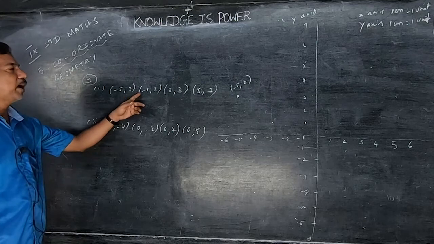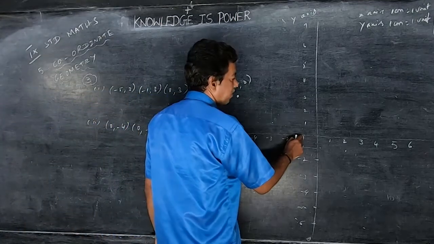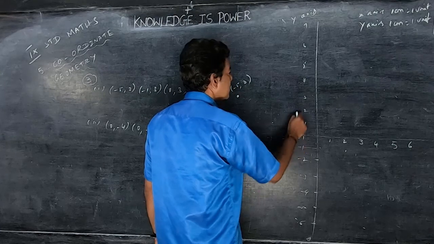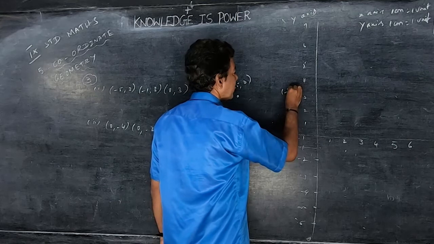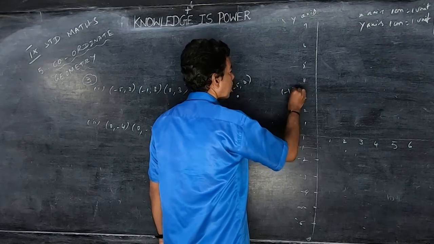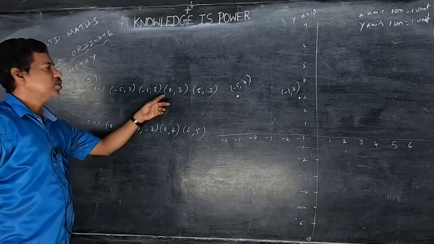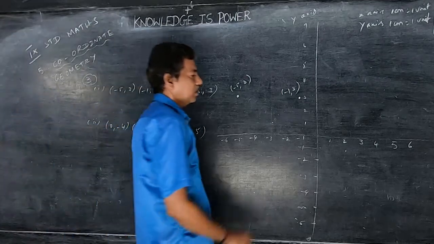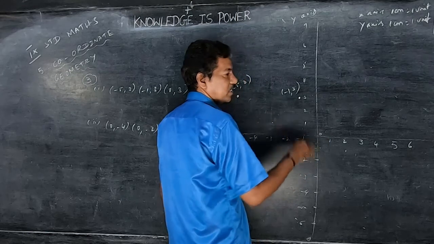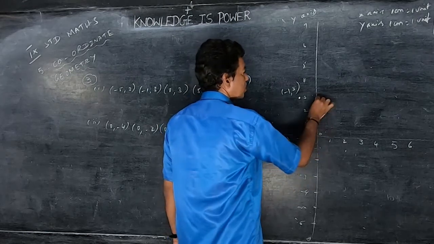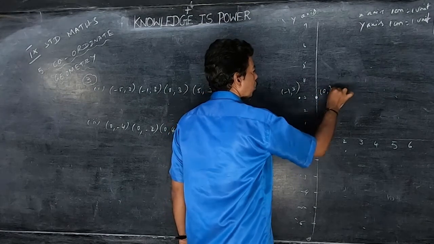Then minus 1 comma 3. X-axis is minus 1. Y-axis will be 3. Here you have to make a point minus 1 comma 3. It's clear? Then 0 comma 3. 0 means, I told, this is called 0 for both x-axis and y-axis. 0 comma 3. Here you have to write that 0 comma 3.